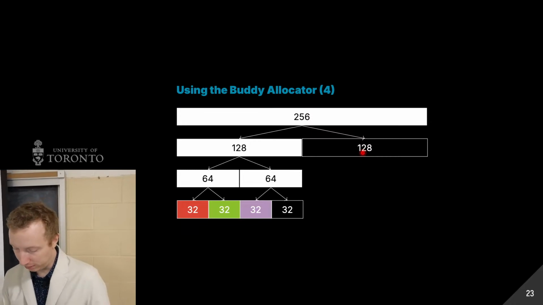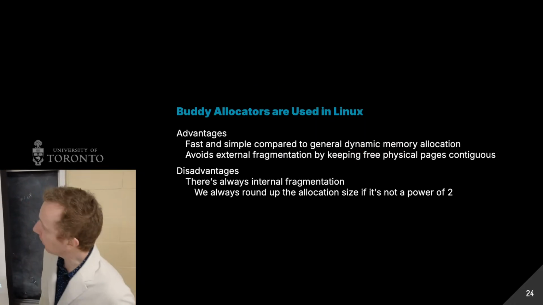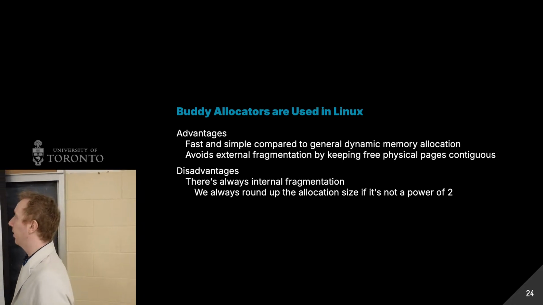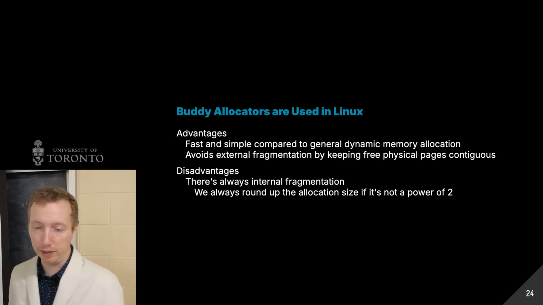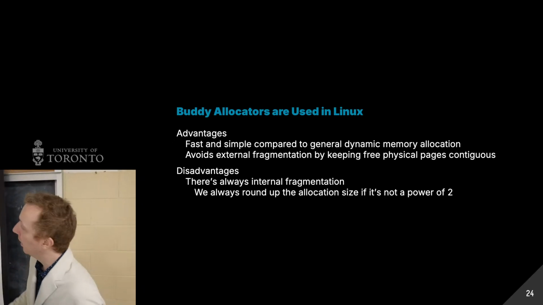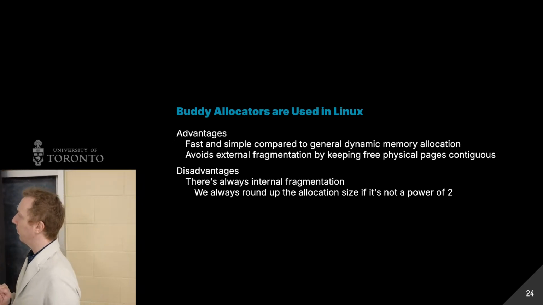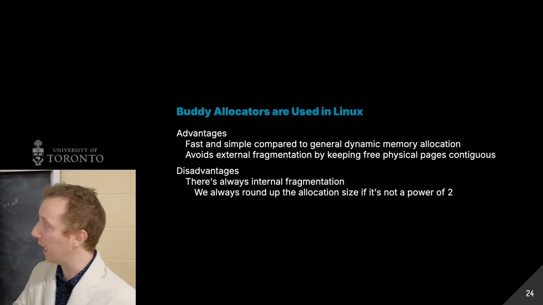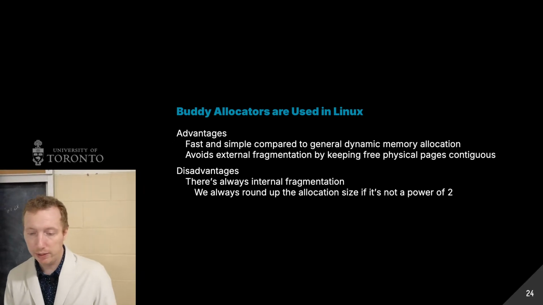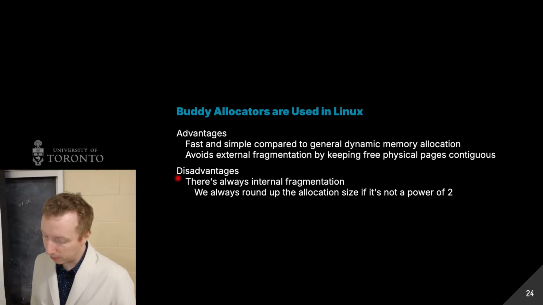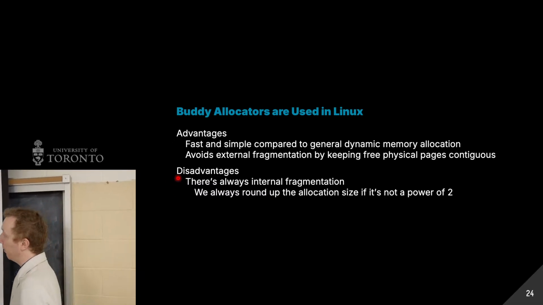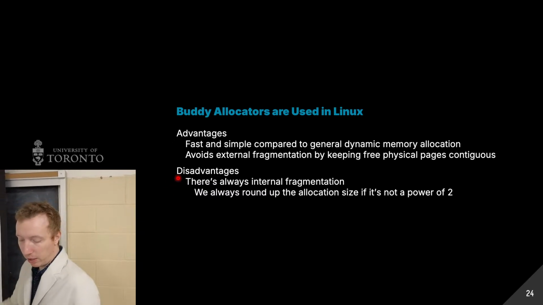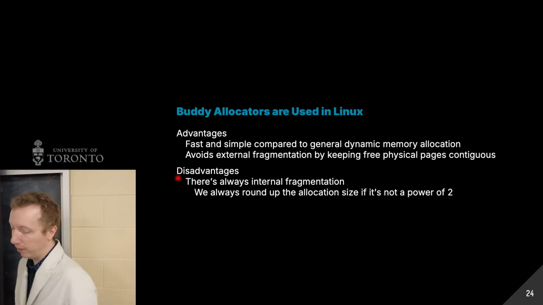Cool, buddies are fun. So they are used in the Linux kernel all the time. They are fast, they're simple to implement compared to general dynamic memory allocation. It avoids that issue of external fragmentation by keeping free physical address ranges contiguous. The disadvantages are that there's always going to be some internal fragmentation if your request is not a power of 2, because again, we restricted the problem. We only deal with allocation inside powers of 2.